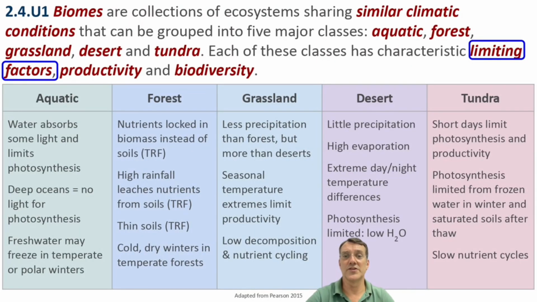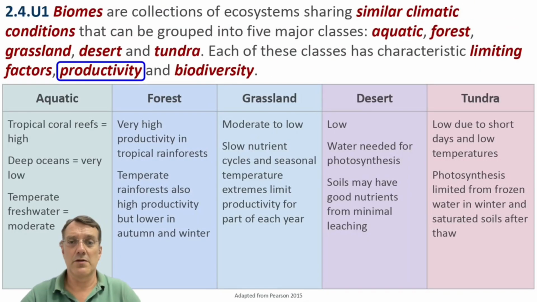This table summarizes the specific limiting factors for each biome type. For aquatic biomes, light absorption by water limits photosynthesis, especially in deep oceans. Forests face constraints like nutrients locked in biomass instead of in soil. Grasslands have less precipitation and temperature extremes. Deserts lack water, and tundras face short days and frozen conditions that limit productivity.